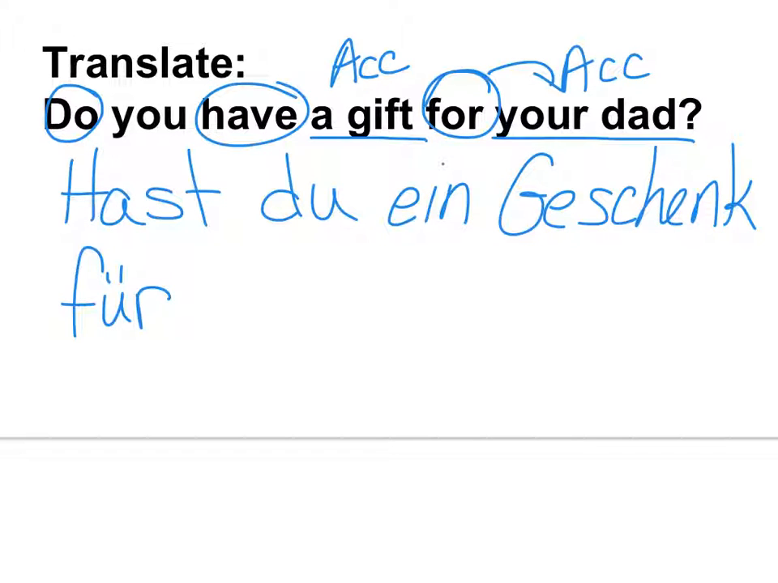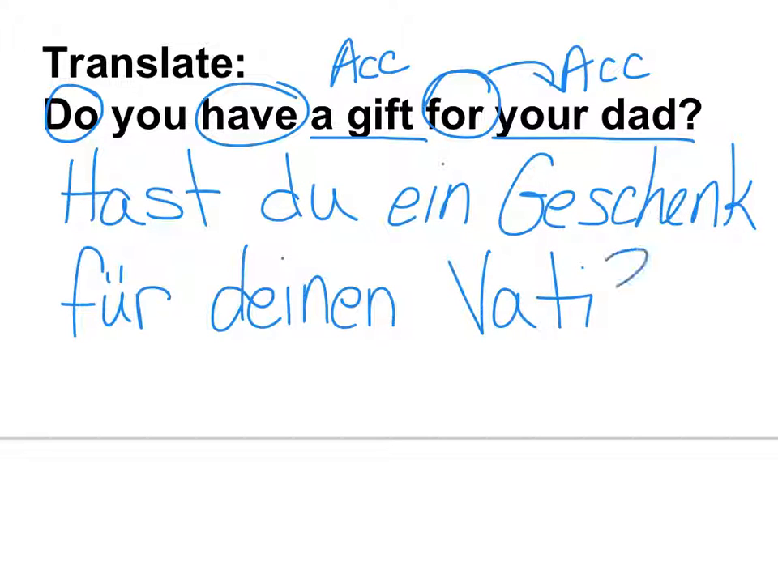Okay? Okay, so für deinen, because it's masculine and accusative. And then? Vater or Vati. Yep. So hast du ein Geschenk für deinen Vati? You should all still be going in your notes if you're not copying them down.